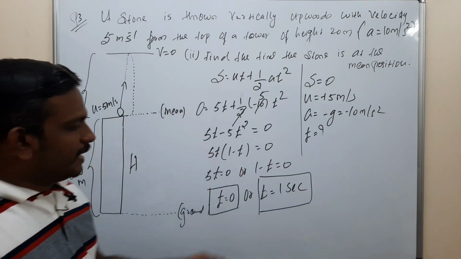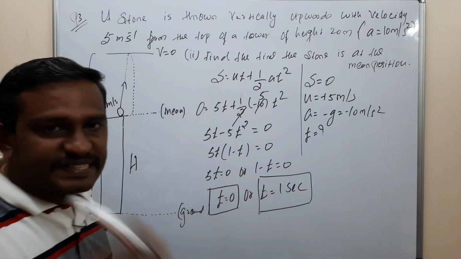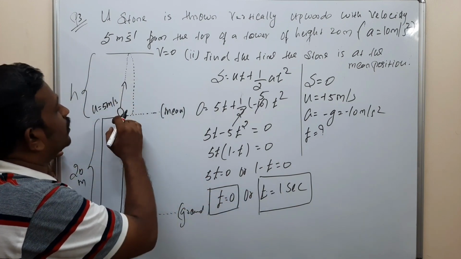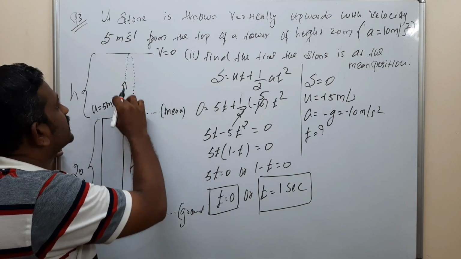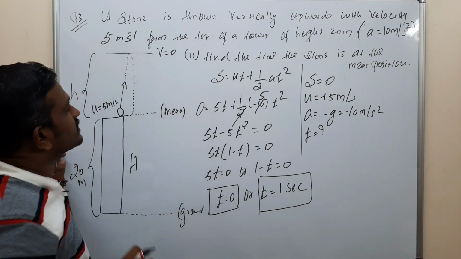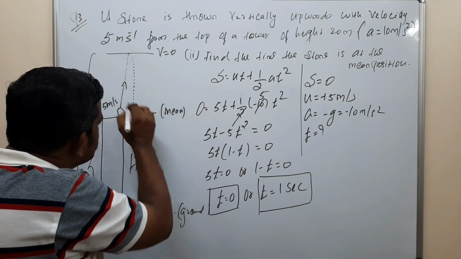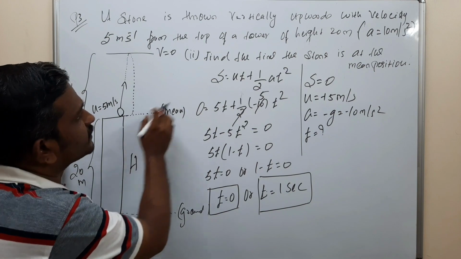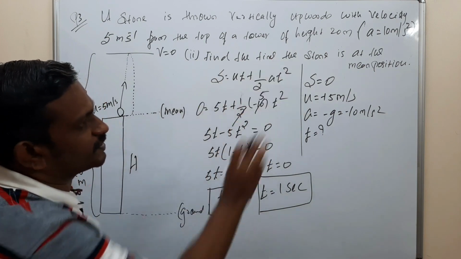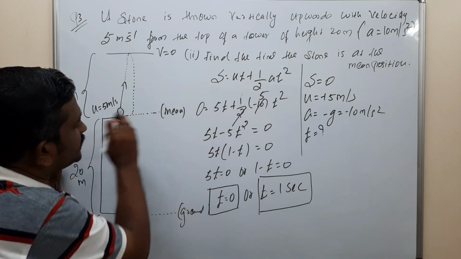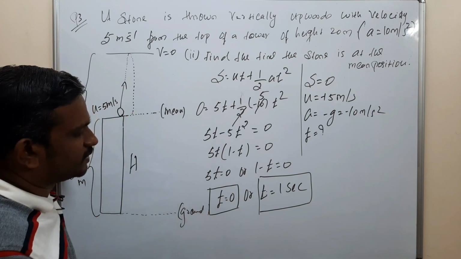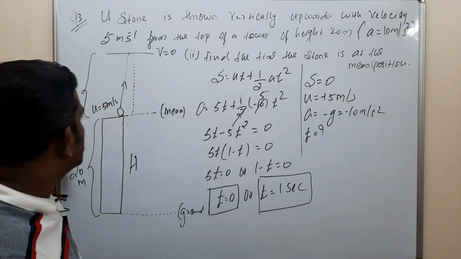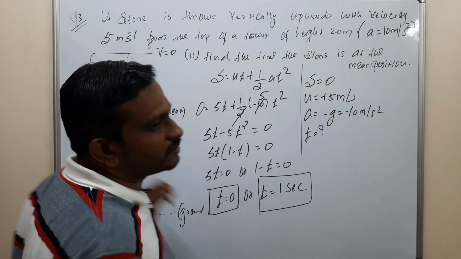That means t is equal to 1 second means the ball is thrown with velocity, it reaches this position and comes back to this position, and it takes 1 second. In the question, find the time the stone is at the mean position. At the time t is equal to 1 second, the stone is again at the mean position. At the time t is equal to 0 means the ball is not projected, the ball is not thrown.